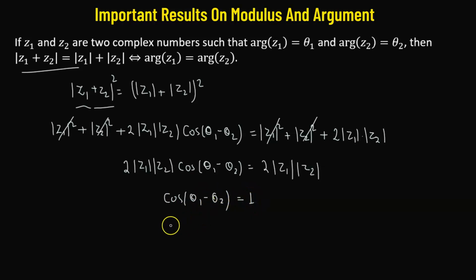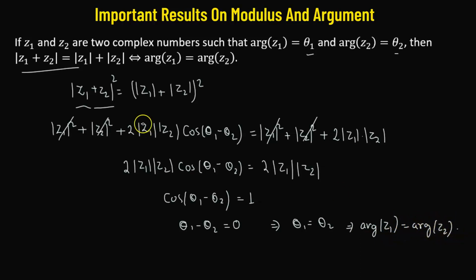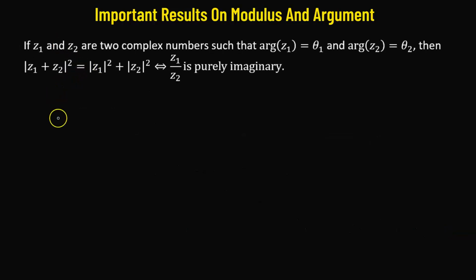So this is true whenever theta 1 minus theta 2 is 0 radians. In that case, cosine of theta 1 minus theta 2 goes to 1, which implies that theta 1 is equal to theta 2. And we're already given that theta 1 and theta 2 are the arguments of our complex numbers z1 and z2. So the argument of z1 is equal to the argument of z2 whenever we have this particular equation that's given to us.